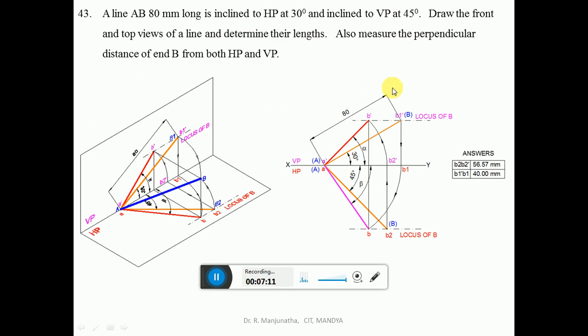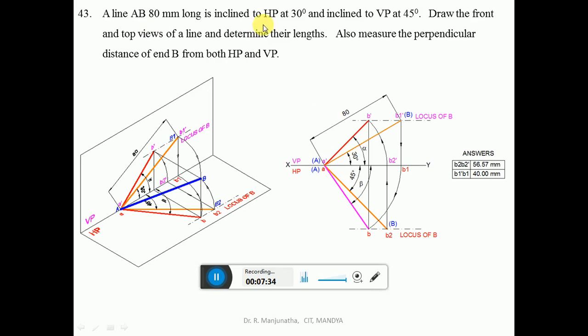Now we will solve the same problem by using the sketchbook. First we will draw the XY line and mark XY, VP and HP as shown. So we have to consider a point. You mark the point A dash and A, because A is in both HP and VP.